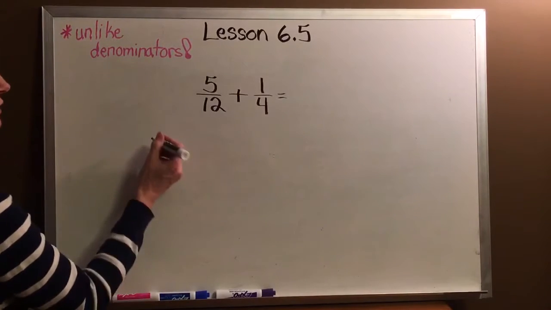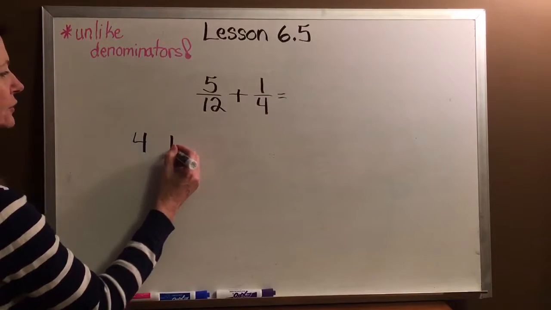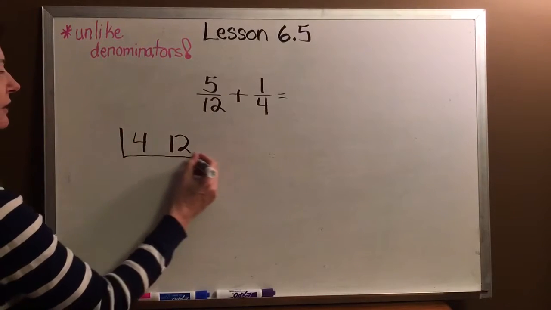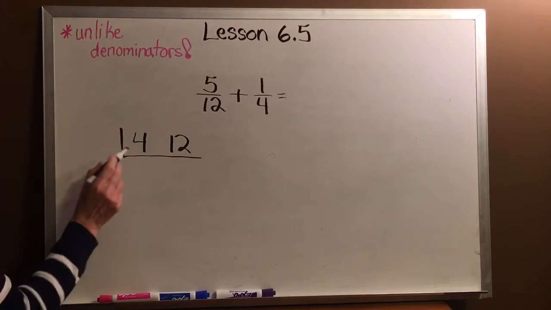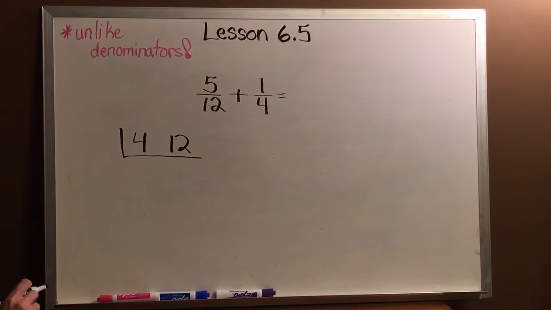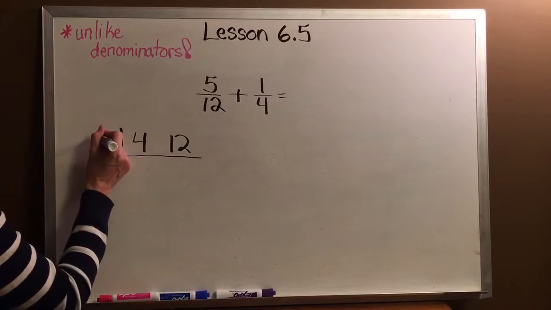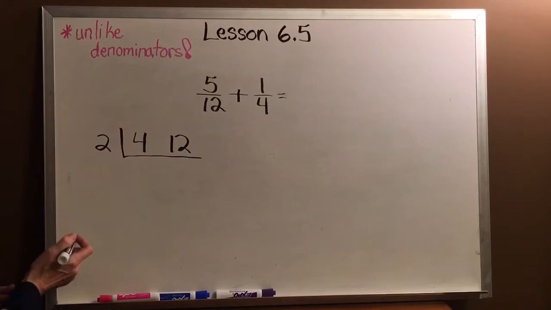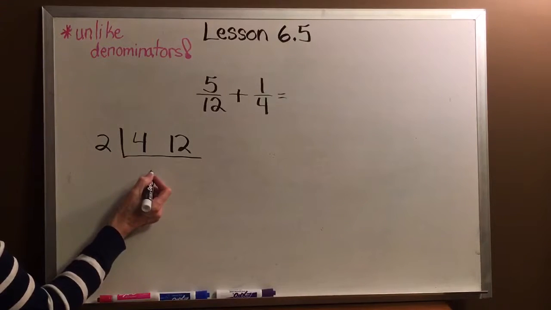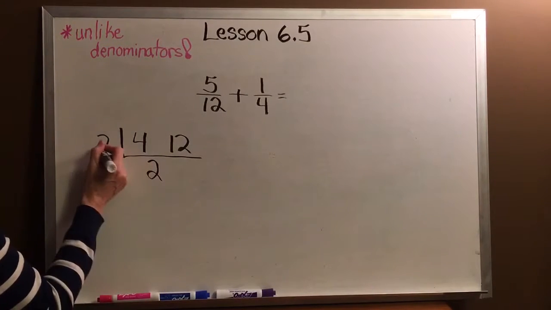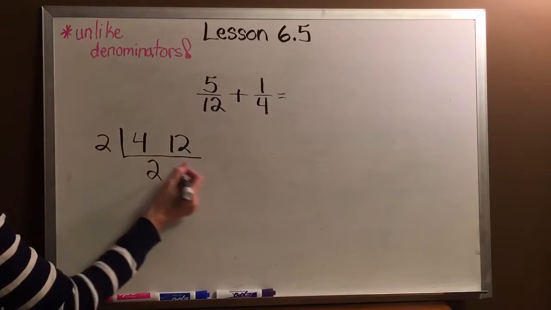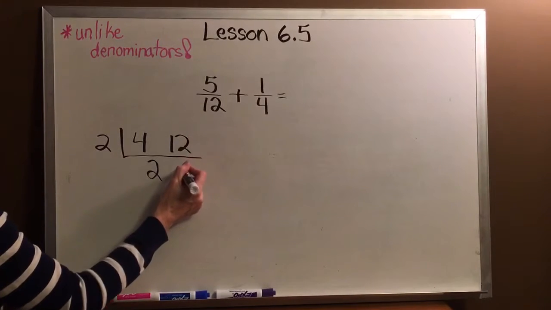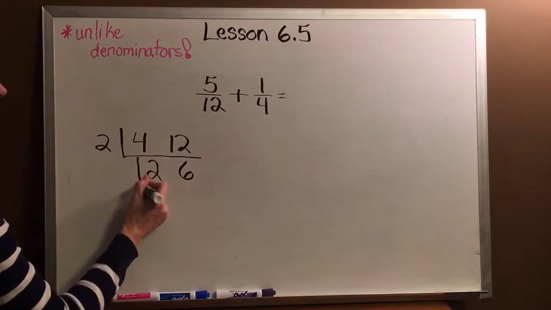So I'm going to take my 4 and my 12 over here, 4 and 12, and using the stair method, I'm going to find my least common denominator. So what number will go into 4 and 12? Think about it. There's a couple of options. 2 will work, so will 4, but let's do 2. So 2 times what is 4? 2 times what is 12? Very good.